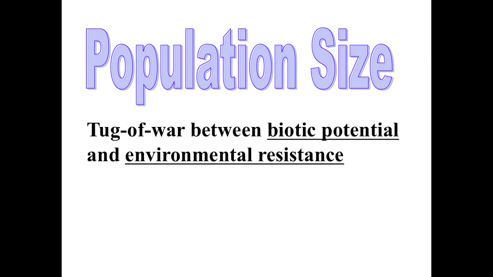So we're going to focus mostly on population size right now. The population size, or the size of a population, is really a tug of war between biotic potential and environmental resistance. The biotic potential of an ecosystem is basically, if we have ideal conditions, meaning there's no restraints on population growth, how fast the population can grow. So if there's unlimited food, unlimited space, unlimited water, how fast can that population grow?